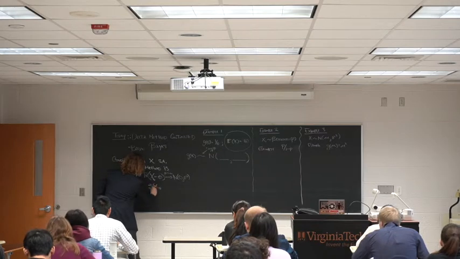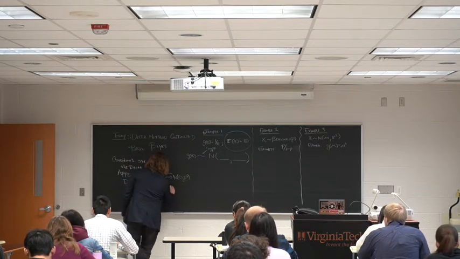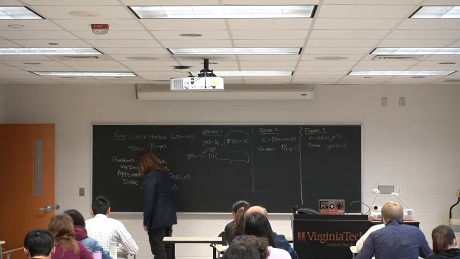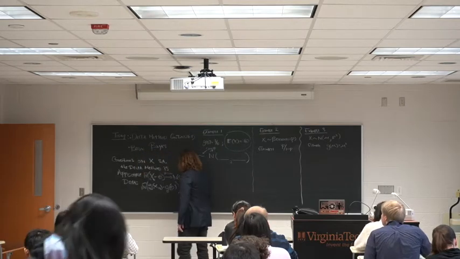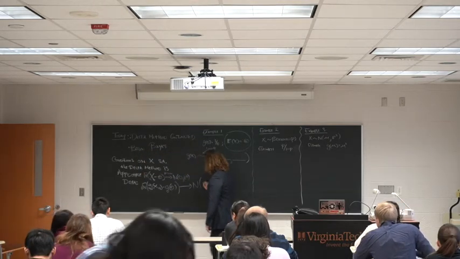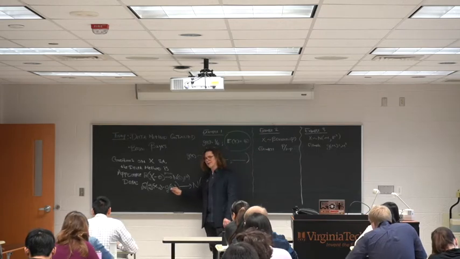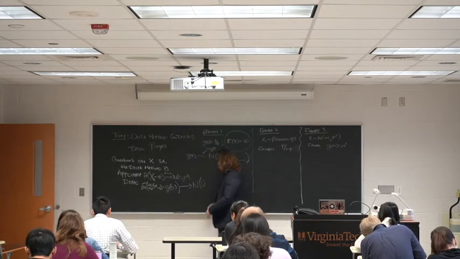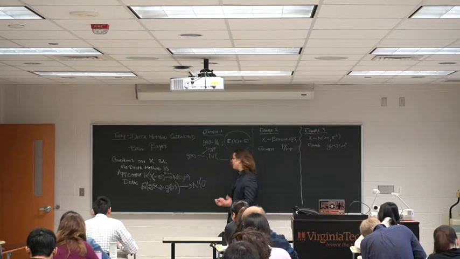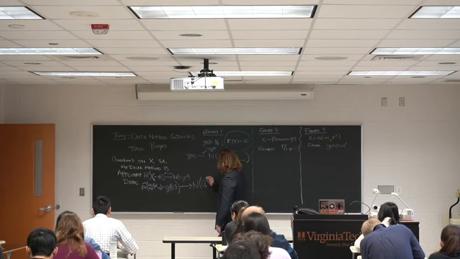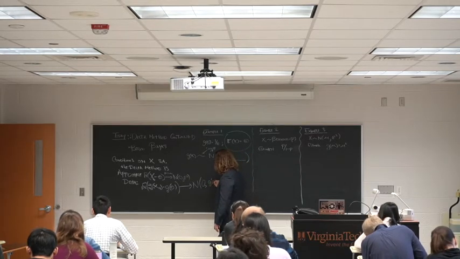Gxn minus g theta, root n, goes to a normal with mean 0 because I've subtracted it out right there. I'll approximate the mean probably when I use this thing. But we can at least make a theoretical statement about this.